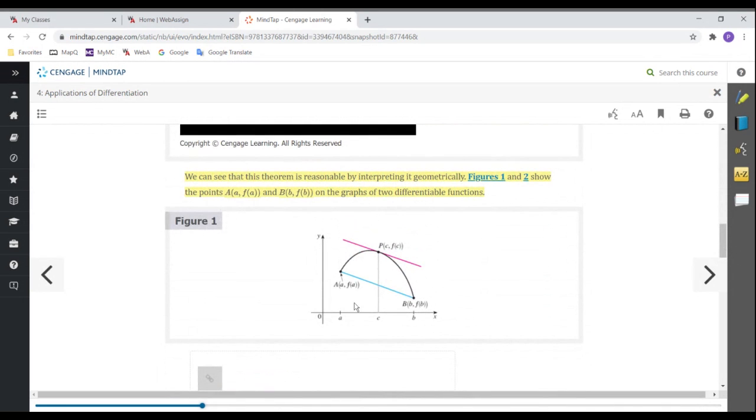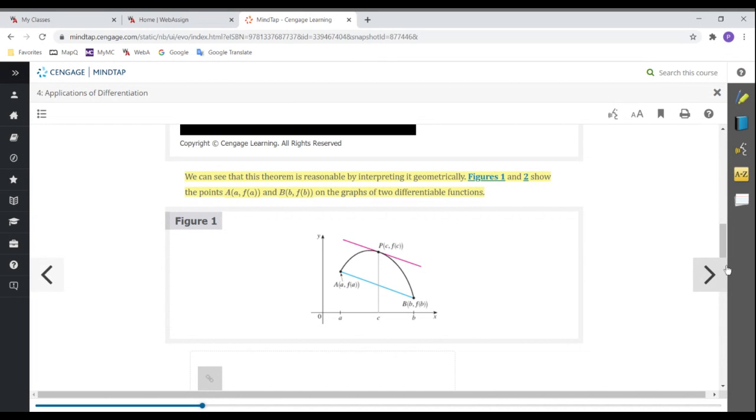Well, what they do is, between the values a and b, there's a point c between a and b, such that the derivative of the function when x equals c will equal f of b minus f of a over b minus a. And you can see that the tangent line to the curve when x equals c has the same slope as the line segment connecting points a and b.